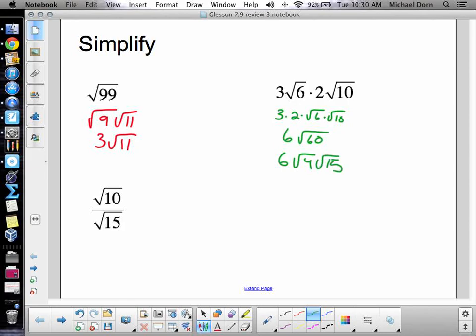We write that out. We don't try to do this in our head, but we actually write it out. Simplify the square root of 4, which is 2. And we get 12 root 15.